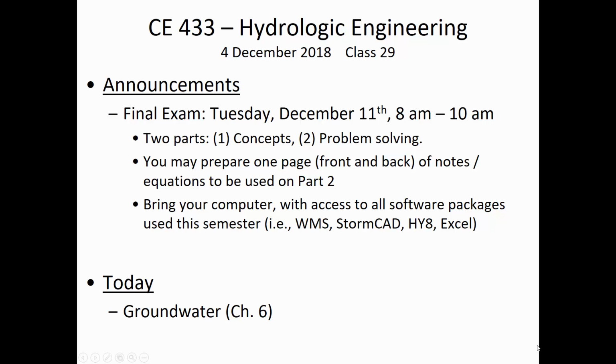Okay, so the final exam is on Tuesday of next week. And like we've discussed before, there's concept questions and problem solving. You can bring a page of notes to use on the second part of the exam, and your computer needs to be capable of running all the software that we've used so far this semester. So are there any questions related to the exam?